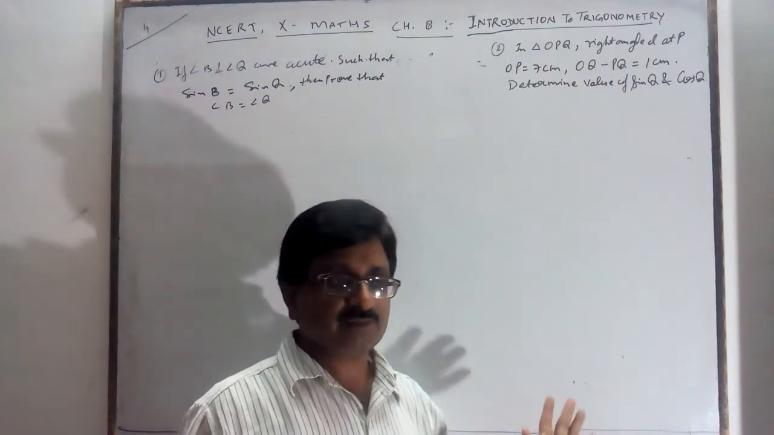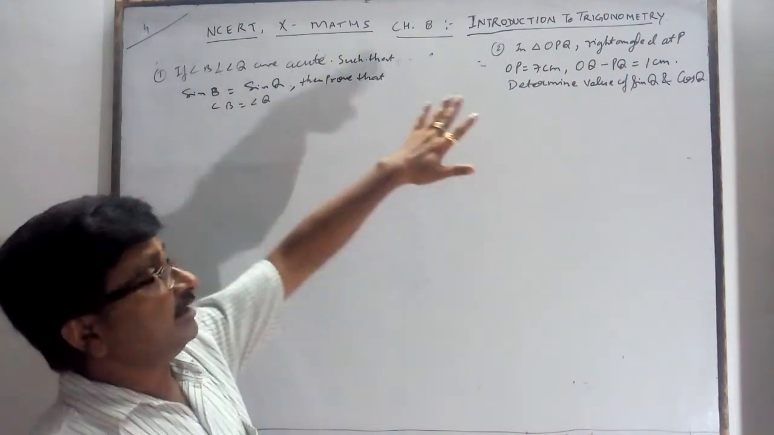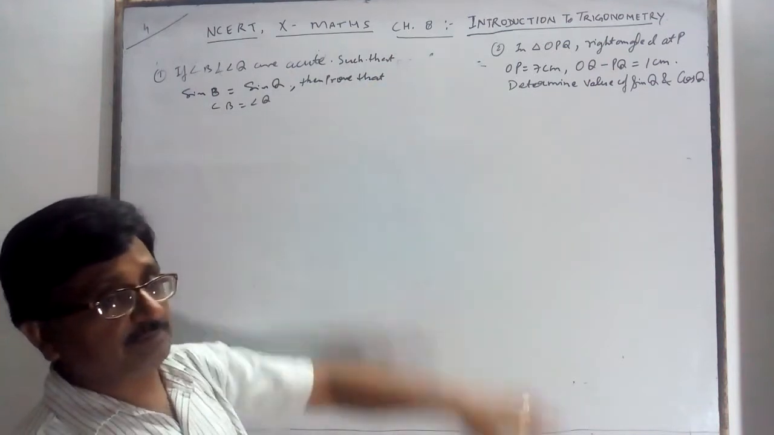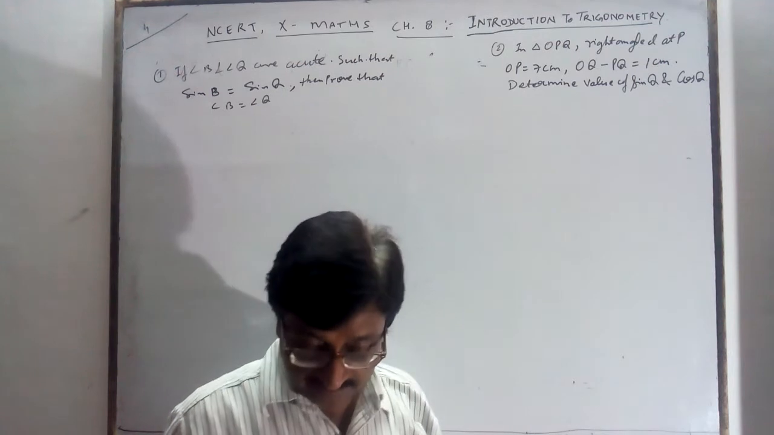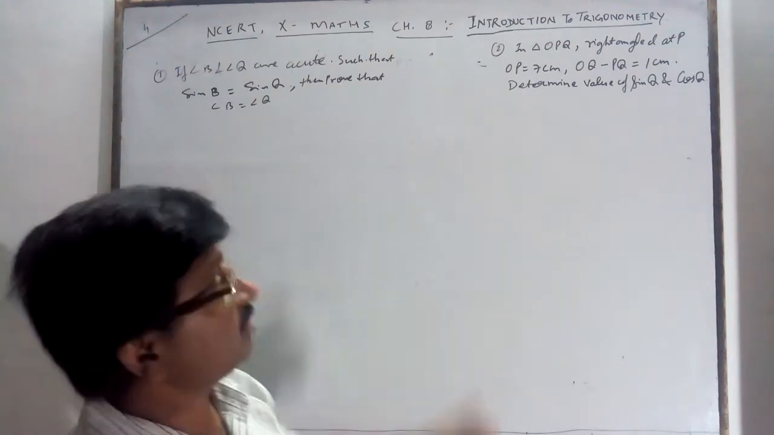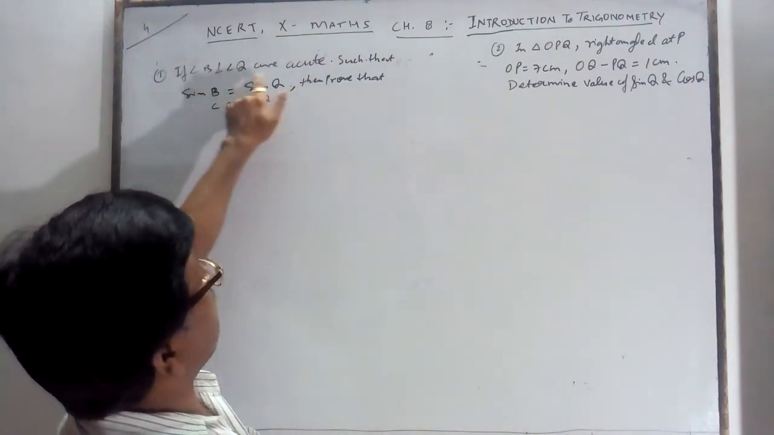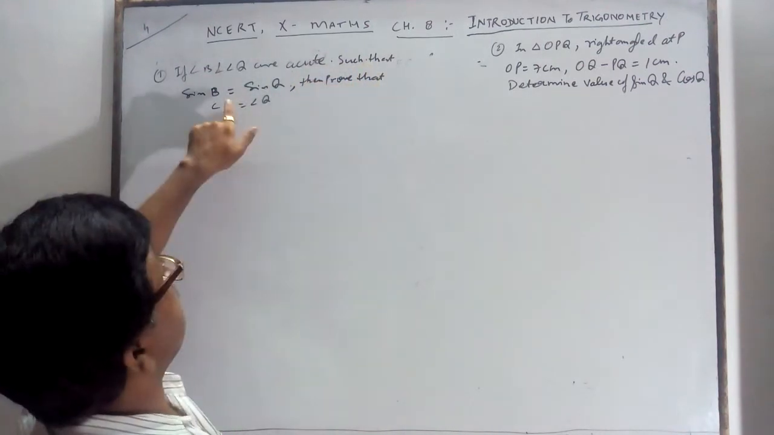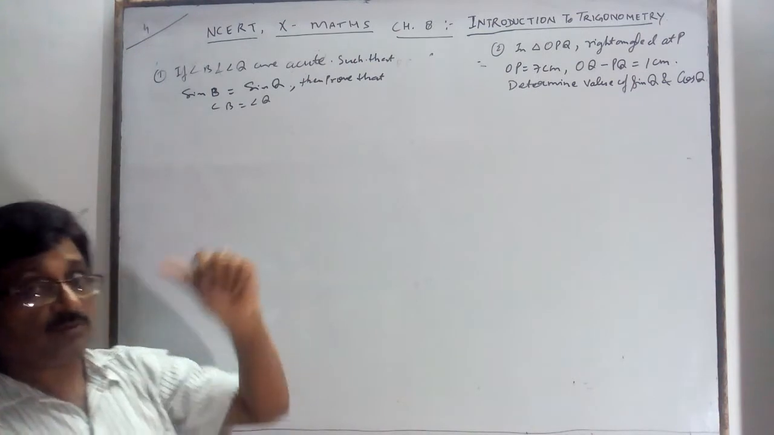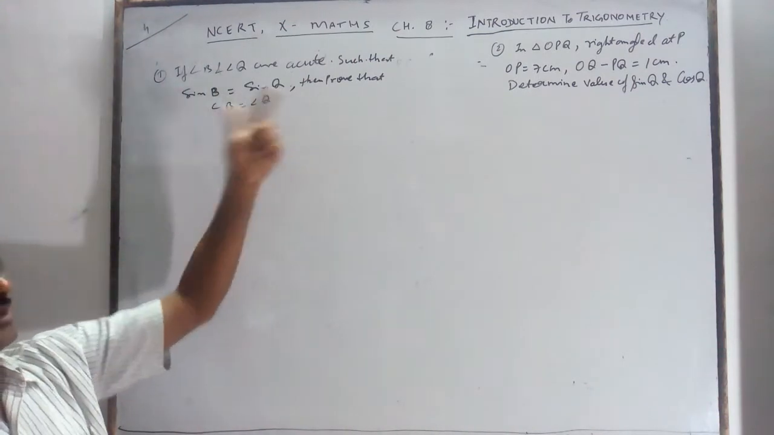In the previous lecture I explained the PBH relation and some examples. Now you will see the NCERT example which is given. If angle B is equal to angle Q, where angle B and angle Q are acute angles of a right triangle such that sin B is equal to sin Q, you want to prove that angle B is equal to angle Q.